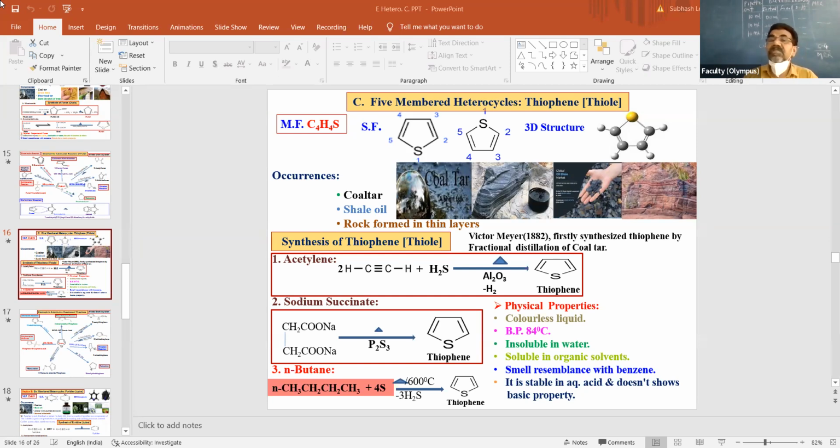He first synthesized thiophene by fractional distillation from coal tar. Fractional distillation: as we already know about the distillation assembly, there is a round bottom flask, and to the round bottom flask we can attach our Liebig condenser, and in the Liebig condenser we have the columns 1, 2, 3, 4 like this. That is called a fraction, just like such steps.